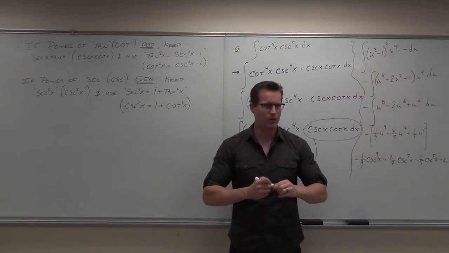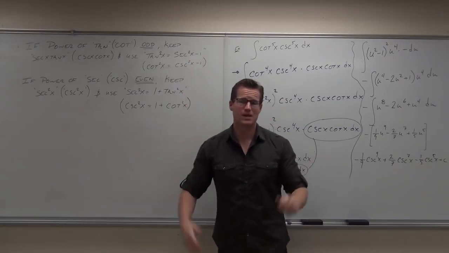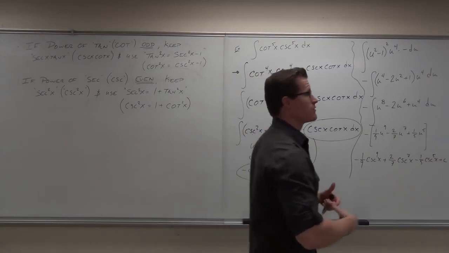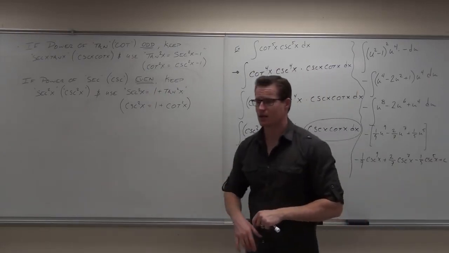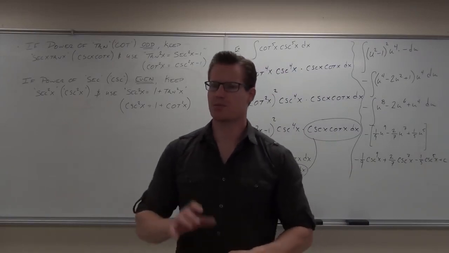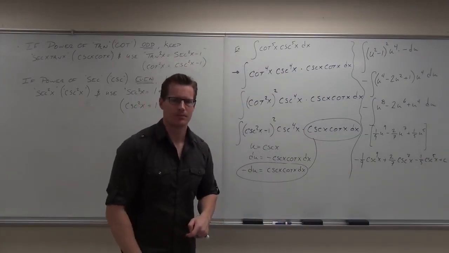Show of hands if you feel okay with this one. Okay, those are the basic three. If we have sines and cosines, you have patterns for that. If you have secants and tangents, now you have patterns for that. If you have cosecants and cotangents, no problem. What happens if they don't fit those patterns? We're going to talk about that right now.